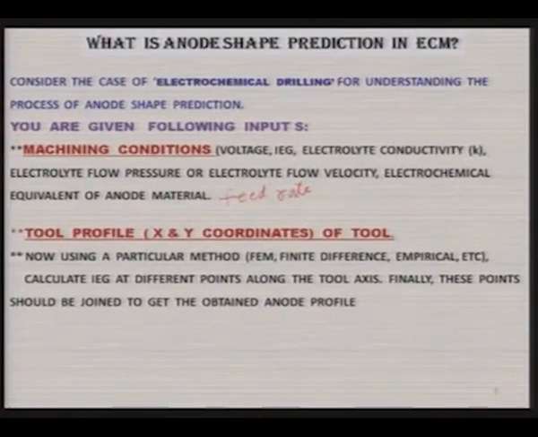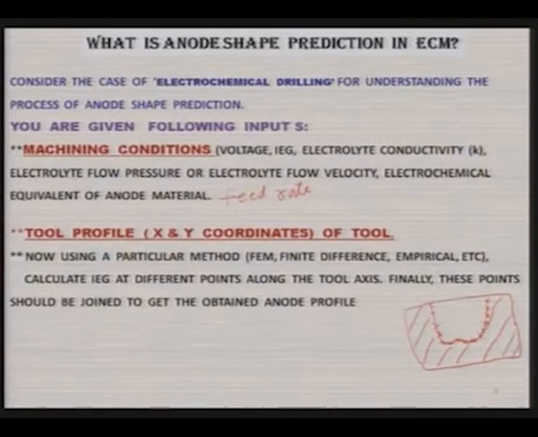As I have already mentioned, like this shape that you had obtained in different zones. So, what you are supposed to do? You are supposed to calculate inter-electrode gap at different points like this, and once you obtain these inter-electrode gaps at different points, then you join it to get this as the shape of the finally drilled hole. So, it will look like this, as you can see here.